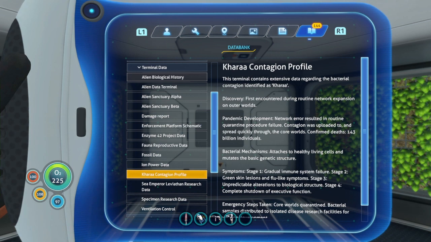Whatever. Anywho, moving along. Bacterial mechanisms: attaches to healthy living cells and mutates the basic genetic structure. Symptoms. Stage 1. Gradual immune system failure. Stage 2. Green skin lesions and flu-like symptoms. Stage 3. Unpredictable alterations to biological structure. Stage 4. Complete shutdown of executive function.